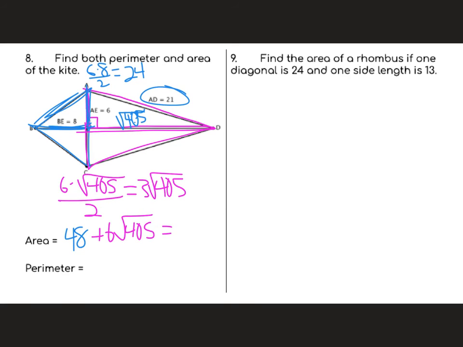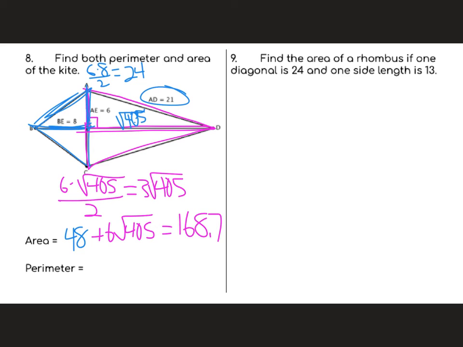Now, a lot of us are going to want to approximate that, so let's go ahead and do that. 48 plus 6 times the square root of 405 is 168.7. And there are no units, so I don't have to worry about that.